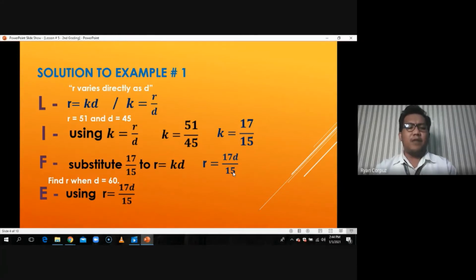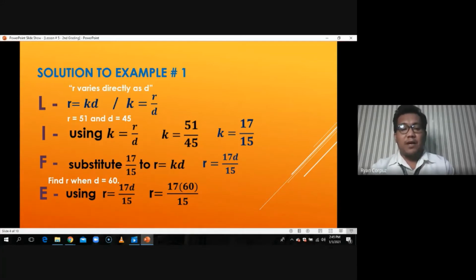So find R when D is equal to 60. D is the number of days, given yung number of days niya. So how many kilograms of rice are needed to feed the same family for 60 days? So that means we are looking for R. So with the use of this given equation here, let us find out the value of R. So simply by substituting the value of D, that will come up with R, which is equal to 17 times 60, ayun yung D natin, over 15.